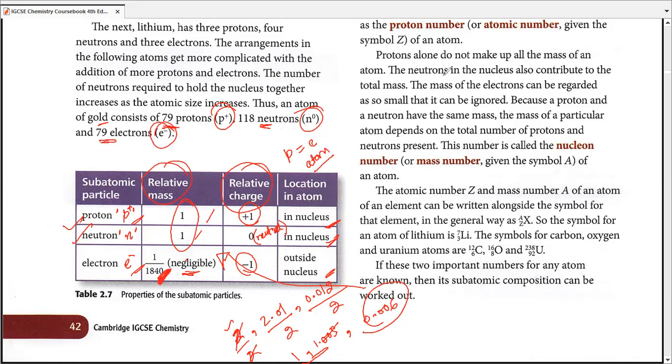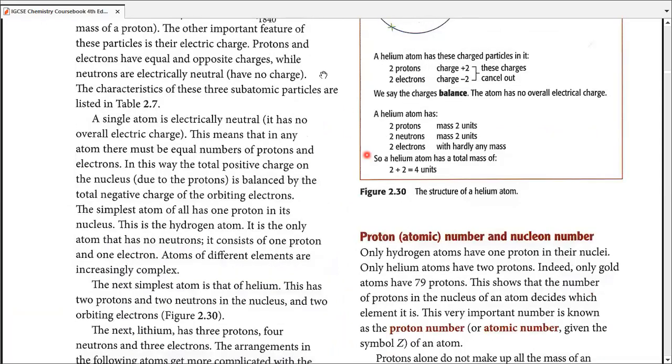Why is that so? There is a very important point, which has been used for past paper exams as well, that a single atom is electrically neutral. It has no overall charge. This means that in any atom, there must be an equal number of protons with equal positive charges and an equal number of electrons with equal negative charges. So the total positive charges and the total negative charges balance one another. The positive charges are present in the nucleus due to protons, and the negative charges are present outside the nucleus due to the orbiting electrons.